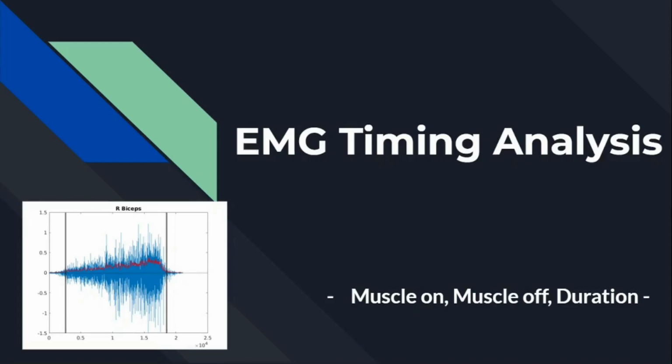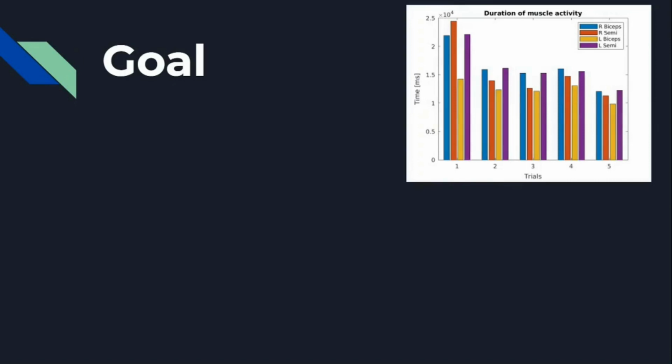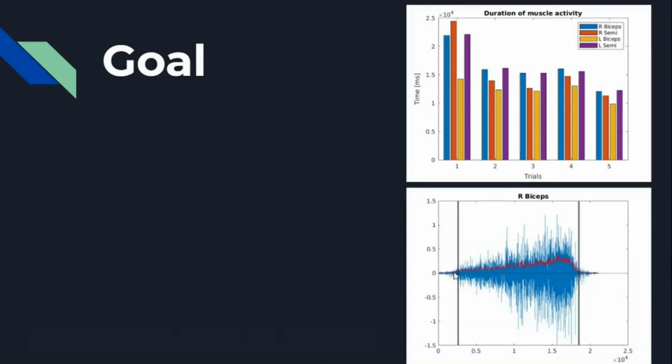Today I'm gonna show you how to do EMG timing analysis. The goal of this YouTube video is to find muscle on and muscle off, as well as muscle activity duration. So the plot you're seeing has muscle on in this line and muscle off in this line, and the duration is between muscle on and muscle off.